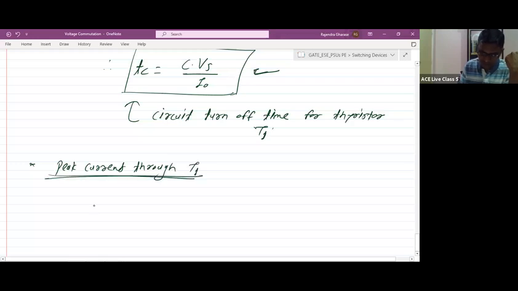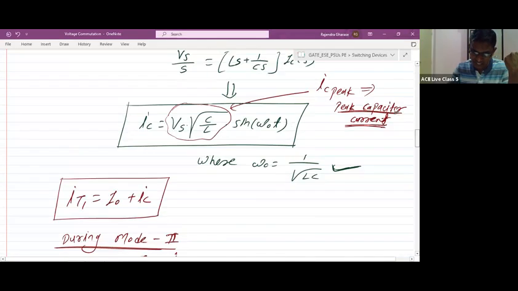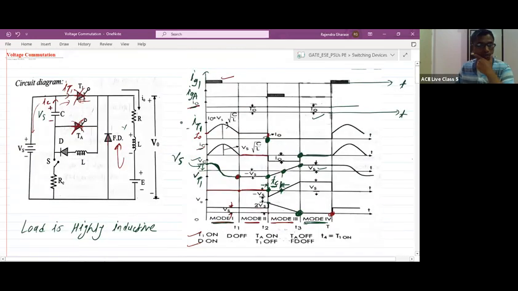That is nothing but IT1 peak. What will be the peak value of current flowing through thyristor T1? You can check the IT1 waveform, here it is. What is the peak value? It is I0 plus the peak value of capacitor current. Peak value of capacitor current is Vs under root C by L.